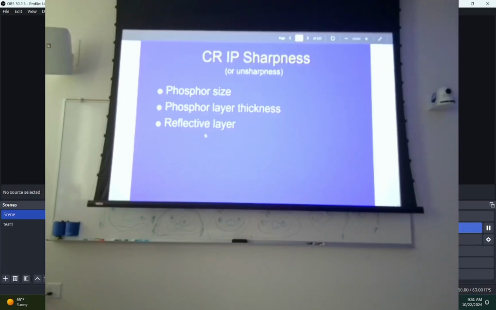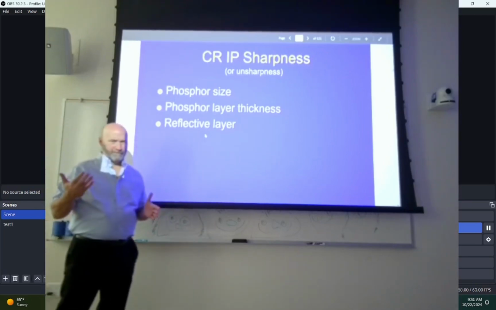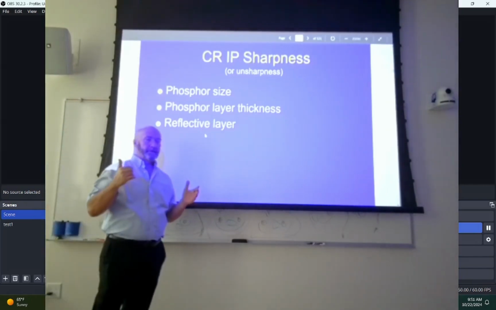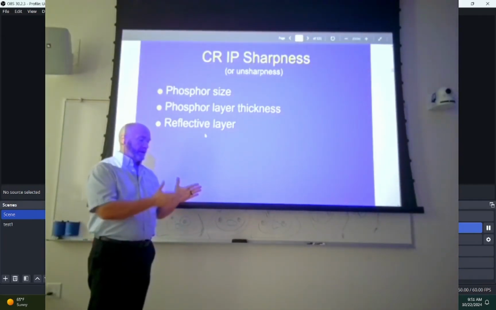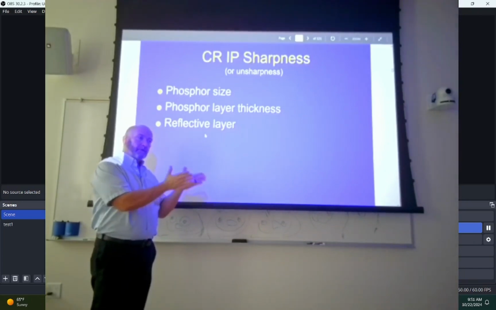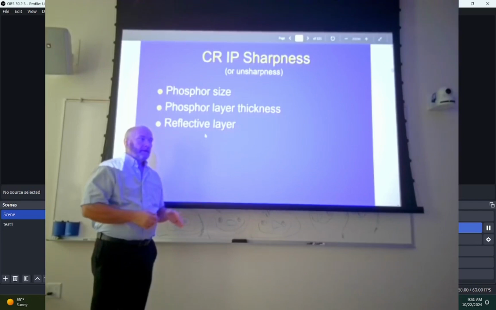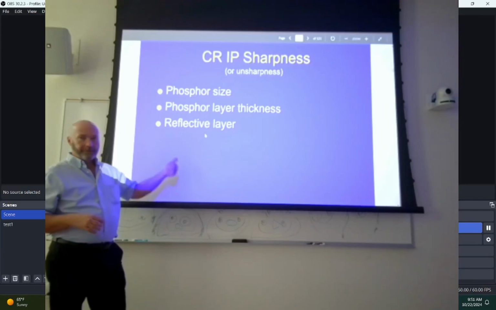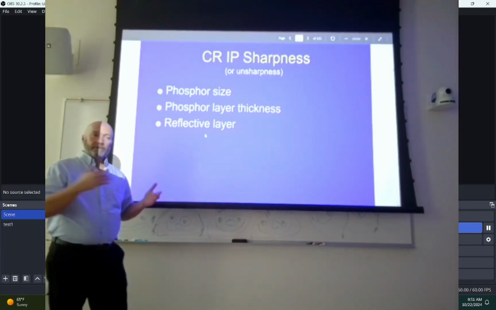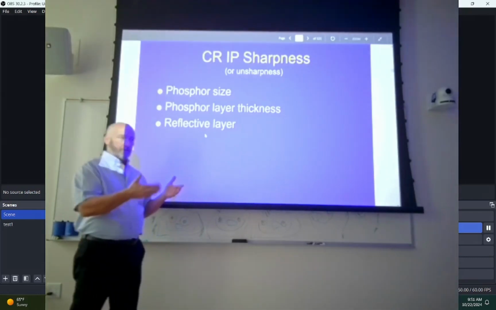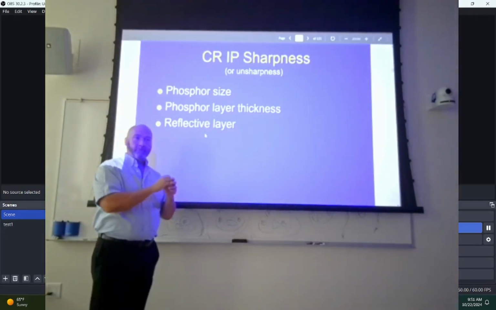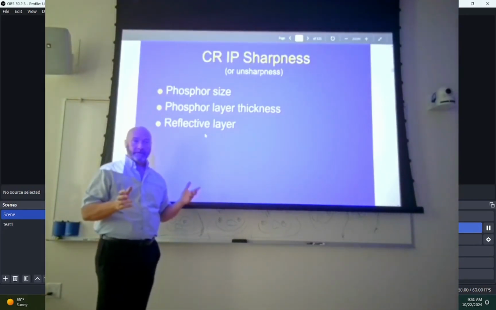And then we've got a reflective layer. So what we've got in the CR image receptors, the construction is almost identical to the construction of an intensifying screen in film radiography. So what you've got is this phosphor layer, and then you've got a reflective layer, and then you've got a base layer. And just like emission of X-rays, the emission of light from those phosphors is going to be isotropic. We'll talk about how it is that we release that later on, but it's basically a laser. As the laser hits it, that light wants to go off in all different directions with equal intensity.